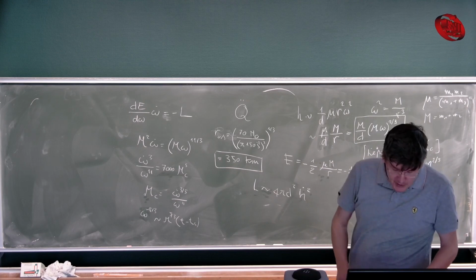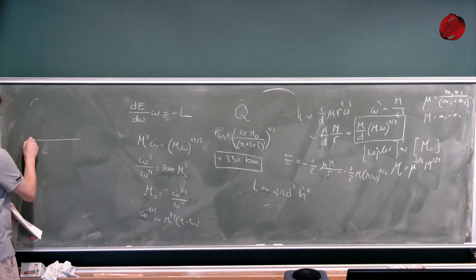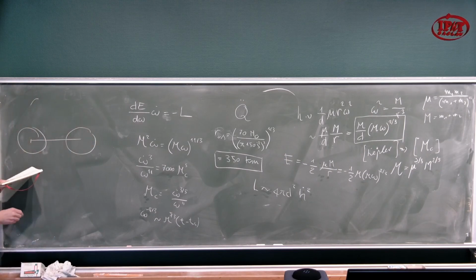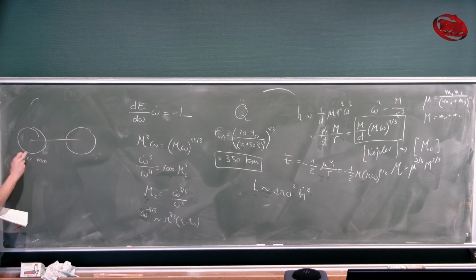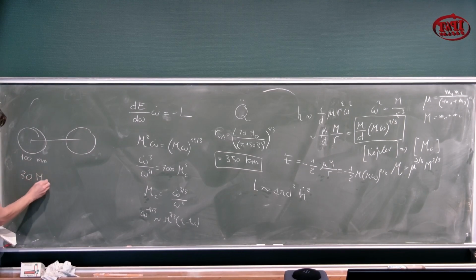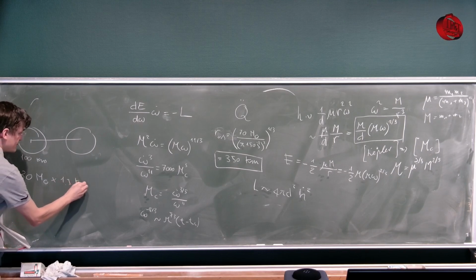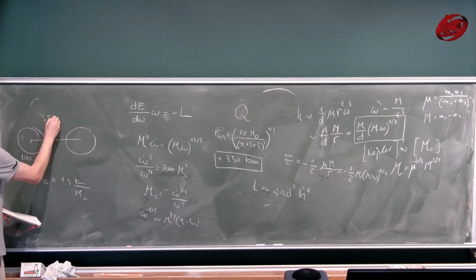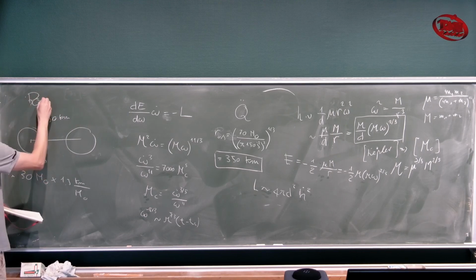A way you can formally describe this is as a compactness. Let's take two objects. The diameter of each is going to be 100 kilometers for 30 solar masses, right, 5 kilometers per solar mass times 2. Separation is 350. So this compactness, let's say R, is of order 1.7.